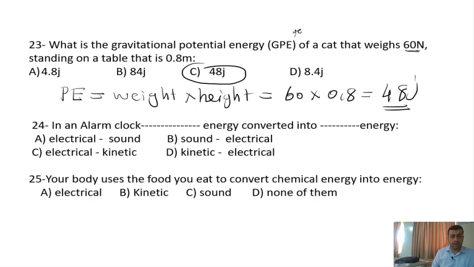24. An alarm clock, it is sound. First here should be sound. Sorry, this is electrical energy. Electrical energy changes into sound energy. So electrical changes into sound energy, it will be A. Question 25. Your body uses the food you eat to convert chemical energy into kinetic energy.